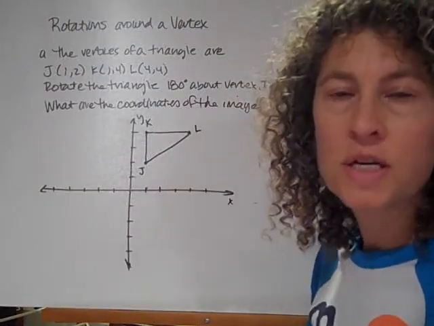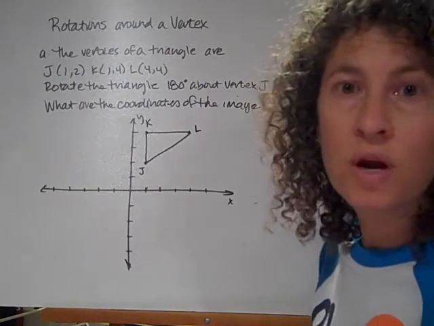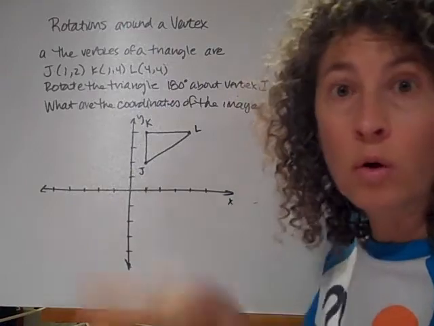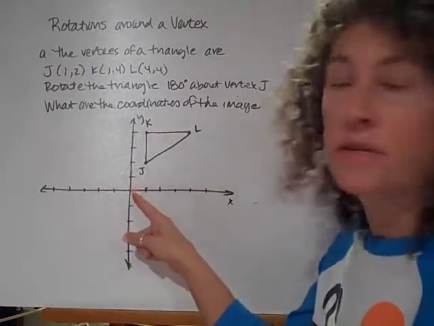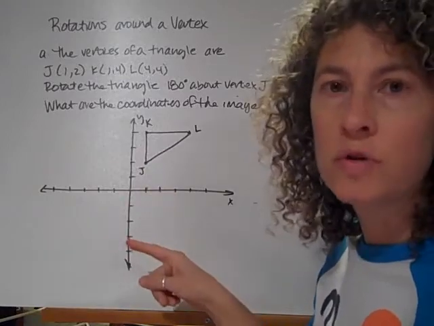Rotations. So we're continuing our discussion of rotations. We're going to talk about rotations around a vertex today. So we've talked about rotations around the origin, where we're looking at the center of where our axes meet. So that's one way that you can rotate a figure.